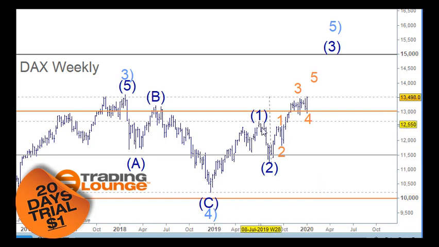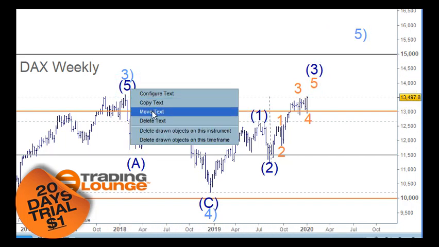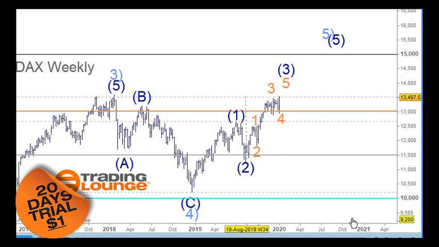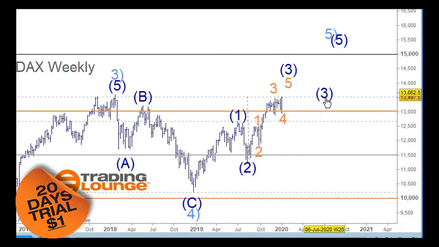If wave 1 and 3 have the same distance here, then we can look at wave 5 up here being the extension in the market. So that's something that we would also need to look at as well. We need a wave 4 in there.